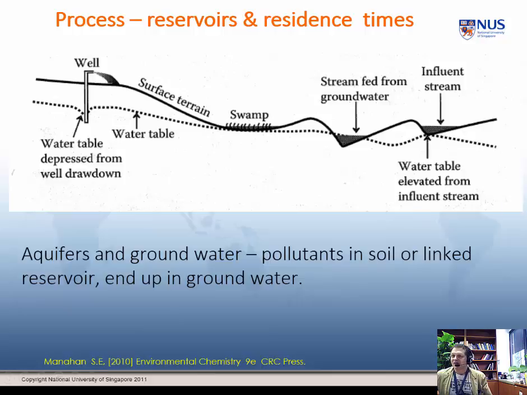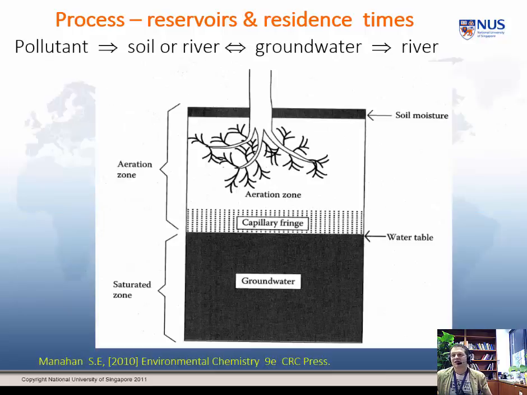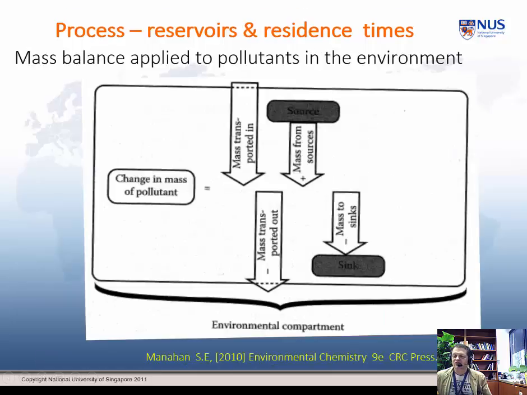So pollution doesn't recognise any boundaries. The only thing which determines where it goes to is the chemistry and the physical systems. So basically any pollutant that ends up in the soil will end up in a river, in the groundwater, and in the river, potentially in the sea. Just another little diagram of the soil structure.